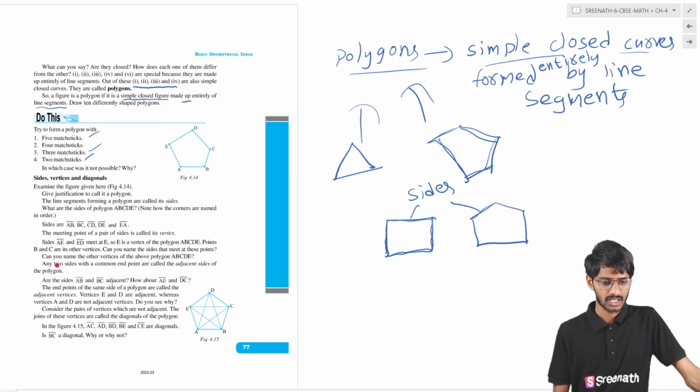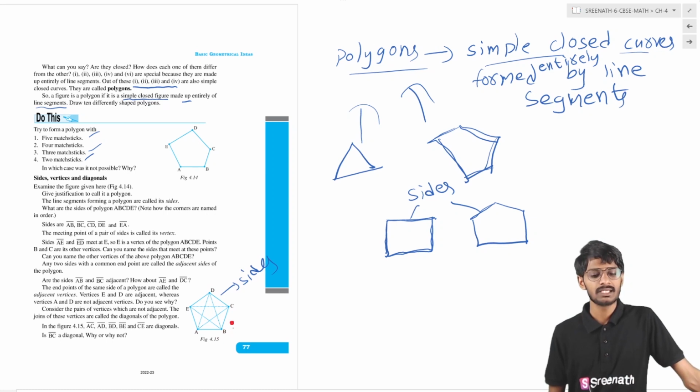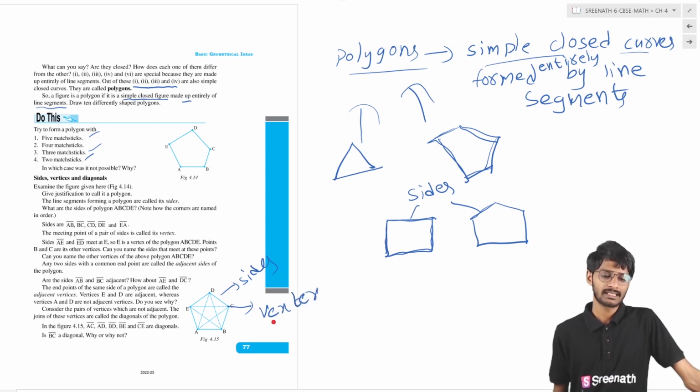Okay, next thing, what about the vertices or vertex? Suppose take this example only. Here ABCDE is a polygon, formed by 5 line segments. All these we call the sides. If you clearly observe, DC is one side, BC is another side. Whenever adjacent sides are passing through one common point, then we call that common point the vertex. So in this example, the sides are AB, BC, CD, DE and EA. So this has 5 sides.